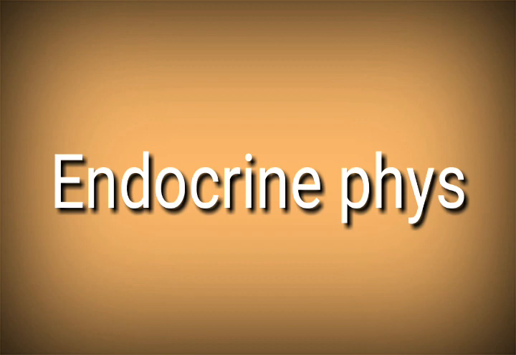Now, when ACTH is released, it travels to the adrenal glands, which sit above each kidney, and it binds to the ACTH receptor, also called melanocortin receptor 2, which is located in the membrane of their target cells, which are the adrenocortical cells.